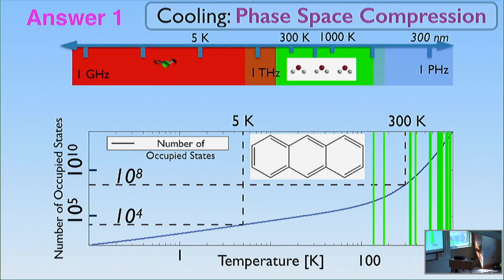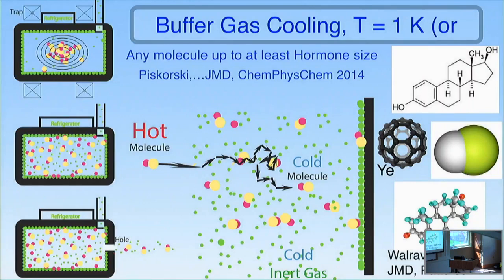However, just by cooling the molecules down to around 1 Kelvin, you can get about 10 orders of magnitude of phase-space compression, and your lines narrow up, and really you start looking at this kind of thing more like an atom, and I'll show you what I mean in a second. So there's a method to cool any molecule, at least up to about human hormone size, to around 1 Kelvin. It's buffer gas cooling.